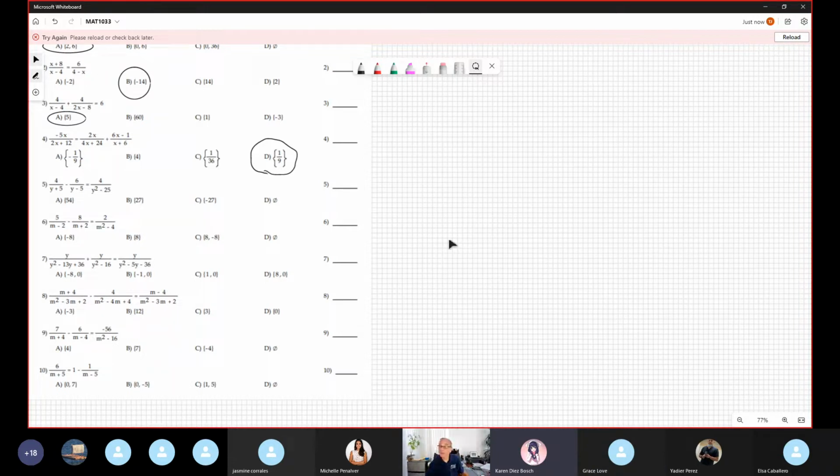Number 5. Number 5 says 4 over x plus 5 minus 6 over x minus 5 equals something over x squared minus 25. I just copied my equation number 5. What should I do? I need help.